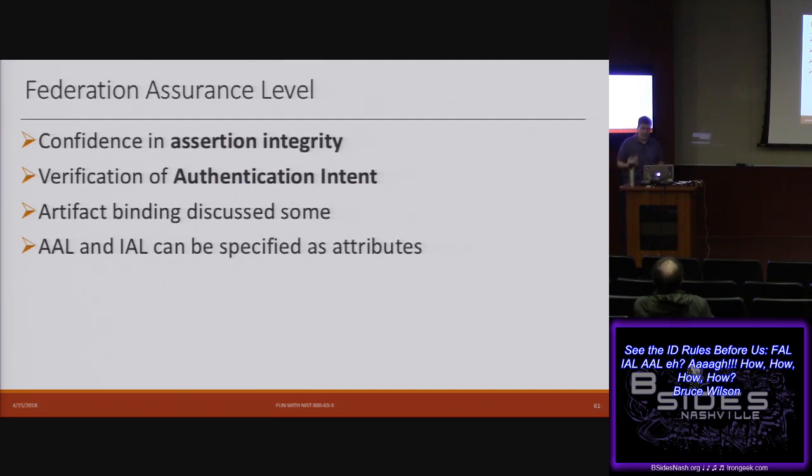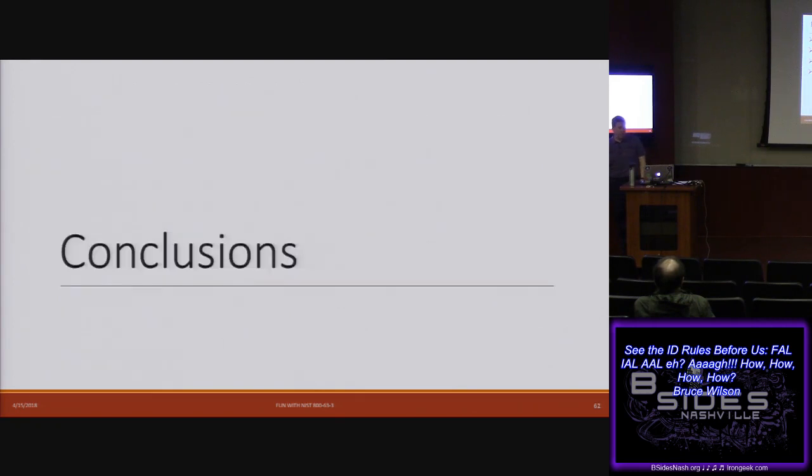You can specify the identity assurance level and the authentication assurance level as parameters in that transaction, but Federation assurance level has nothing to do with those things. So, sliding into some conclusions. Like I said, I really appreciate what NIST has done. For those that don't work in the federal space, I still think this is a very valuable document because it really provides a very good framework to start looking at the whole infrastructure.